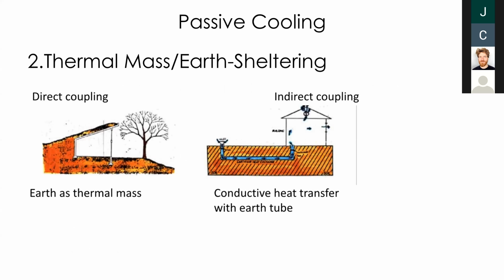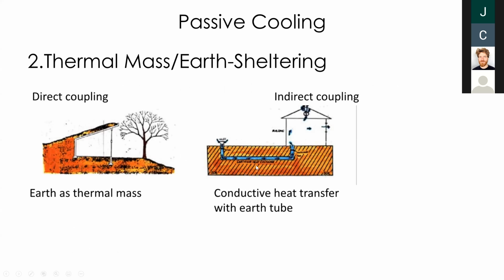Second strategy would be using thermal mass or earth sheltering. So you could use the earth as thermal mass, kind of tucking a building into the ground like this to take advantage of the ability of the earth to be a heat sink and be cooler in the summer than the surrounding air.